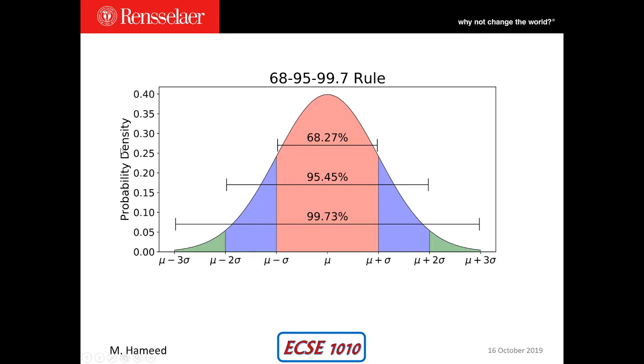Probability is a number between 0 and 1. So probability 0 means it is not probable at all. Probability of 1 means it's a certainty. It's going to happen 100%.